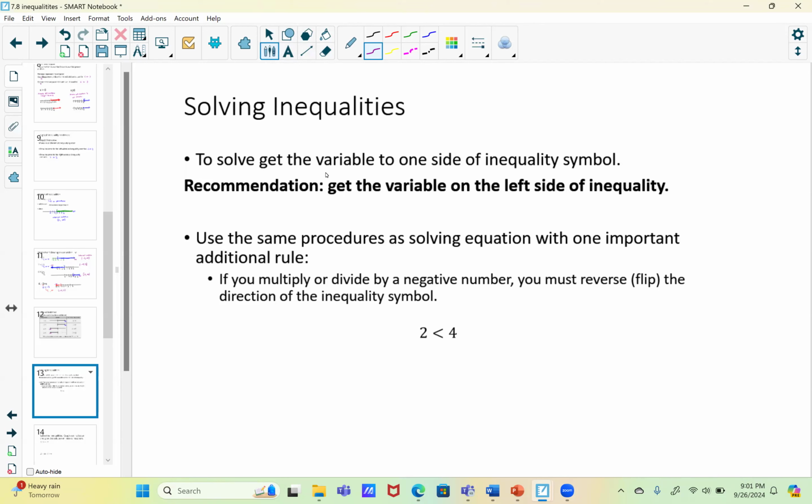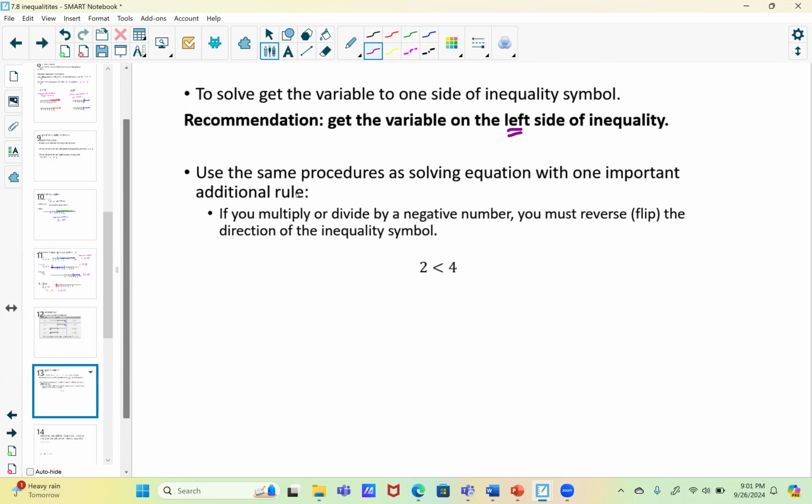So to solve, to get the variable to one side of the inequality, it's recommended, especially because you're going to have to graph these and do them in interval notation, to get the variable on the left side of the inequality. So we're going to always move the variable to the left side. Again, it's not wrong if you do the right side, it's just recommended. It makes it easier to graph. And we use the same procedures as solving an equation with one important additional rule.